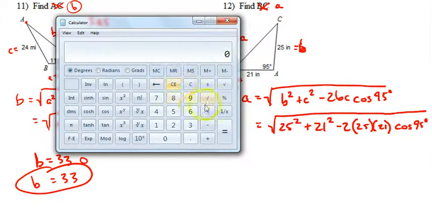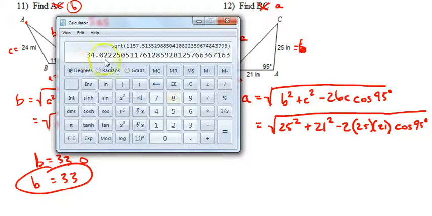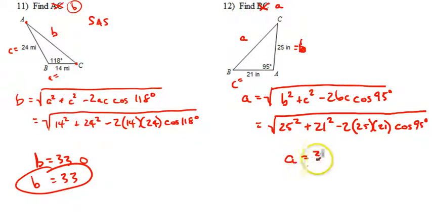I'm going to clear everything. I'm going to add 25 squared plus 21 squared minus 2 times 25 times 21 times 95 cosine equals, that's everything underneath the radical. I have to take the square root, so there it is, 34.02, rounded to the nearest tenth, that's 34.0. So a is equal to 34.0, or just plain old 34.